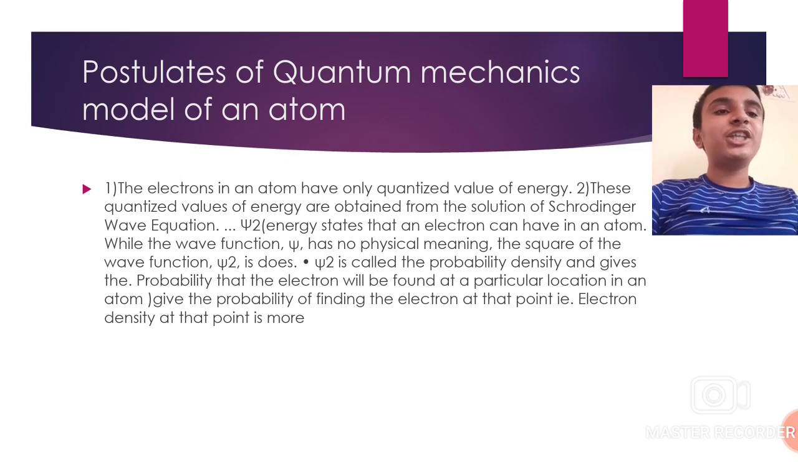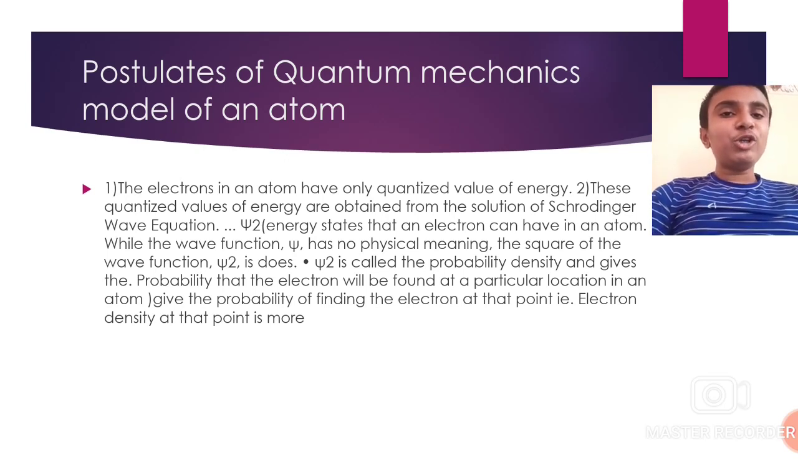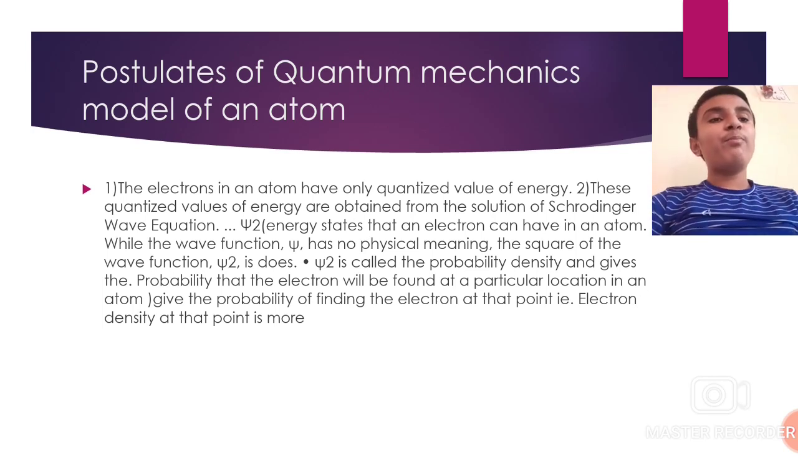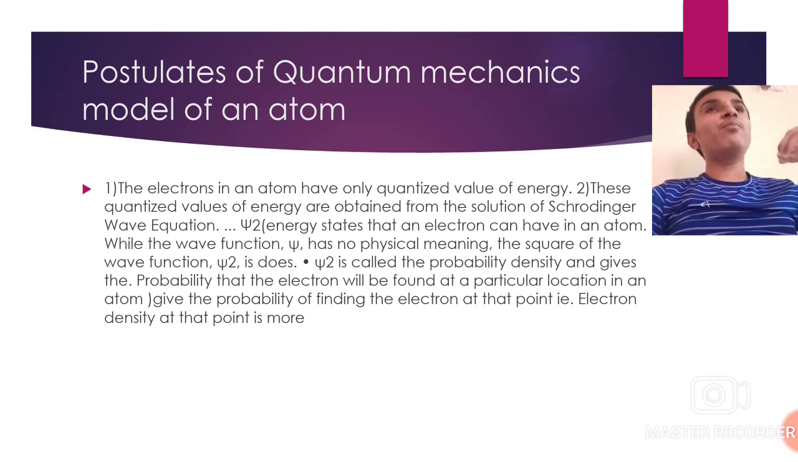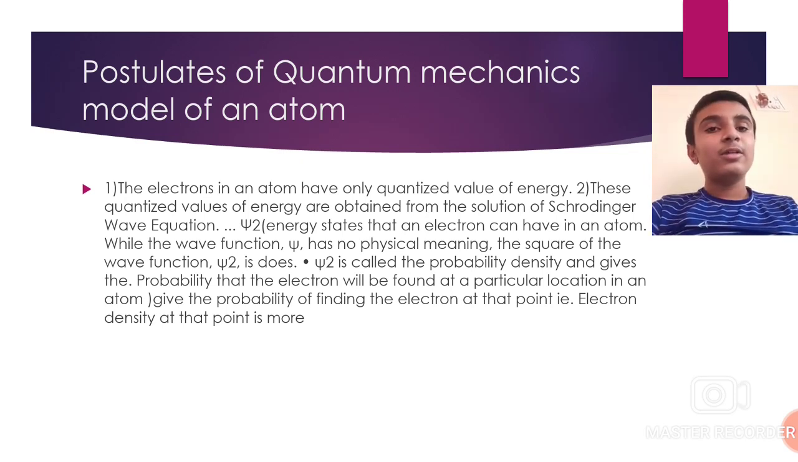Postulates of the quantum mechanics model of an atom. Now what are the postulates? The electrons in an atom have only quantized values of energy. Quantized value of energy means they have only fixed energy. As in Bohr's model of an atom, they have constant energy in their particular orbits. These quantized values of energy are obtained from the solution of the Schrödinger wave equation.